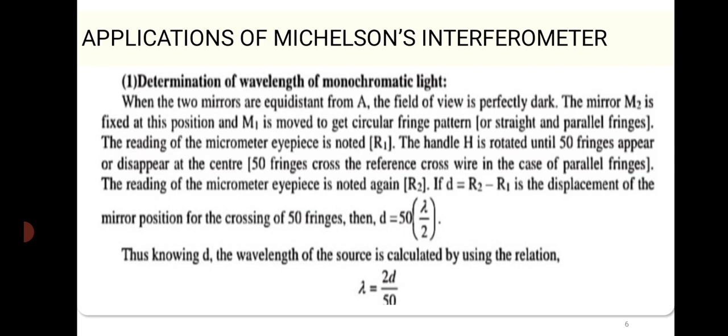The handle H is rotated until 50 fringes appear or disappear at the center. 50 fringes cross the reference crosswire in the case of parallel fringes. The reading of the micrometer eyepiece is noted again as R2. If D is equal to R2 minus R1, the displacement of the mirror position for the crossing of 50 fringes, then D is equal to 50 into lambda by 2. Thus, knowing D, the wavelength of the source is calculated using the relation lambda is equal to 2D divided by 50.